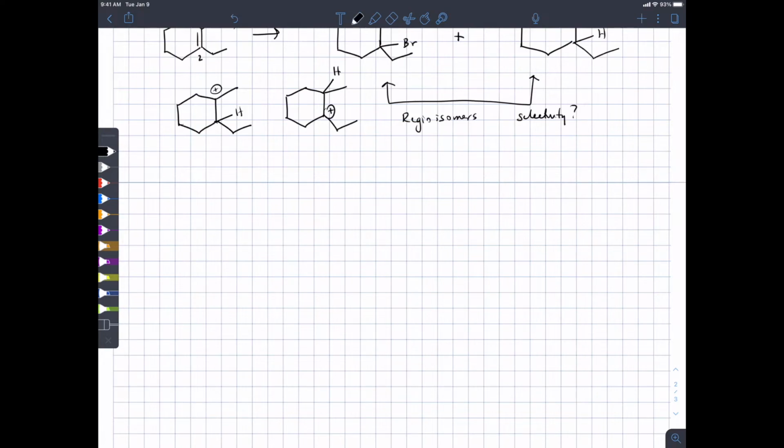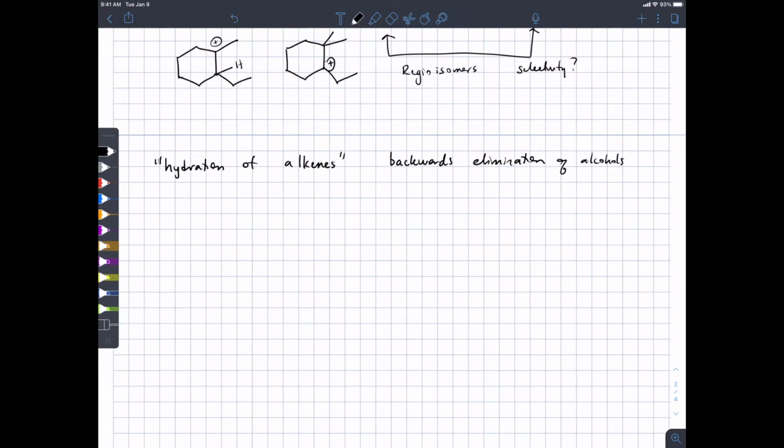Your text calls this next reaction hydration of alkenes or olefins. And it's just backwards elimination of alcohols. Or you can think of it as hydrohalogenation, only you're using hydronium instead of HBr. So we can take a similar starting material, and I'm using this starting material not because it's special, but to illustrate all of the regio and stereochemical issues. Using a catalytic amount of sulfuric acid and an excess of water as your solvent.